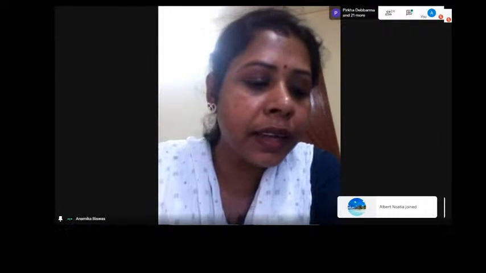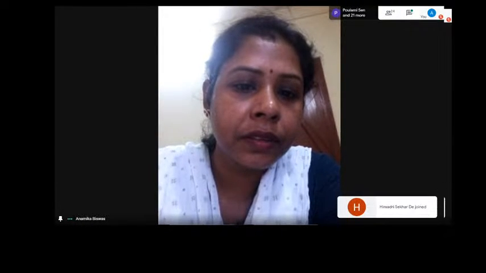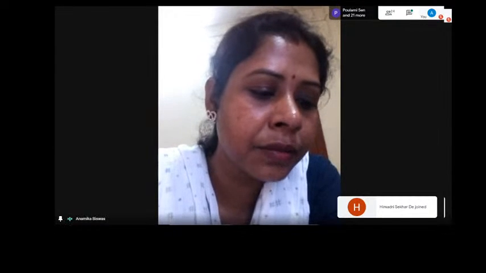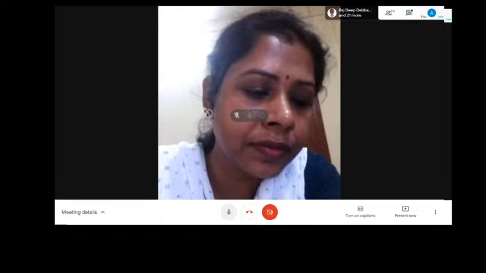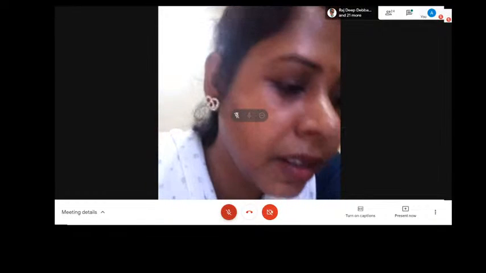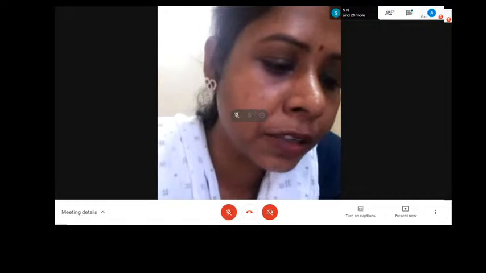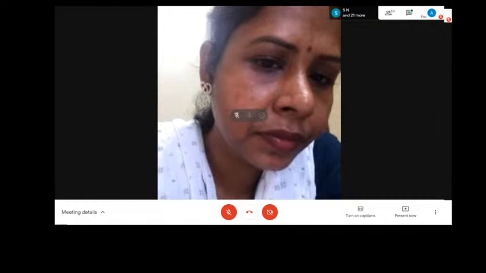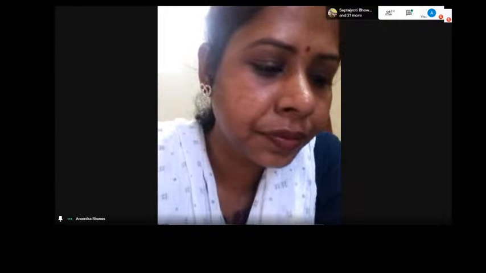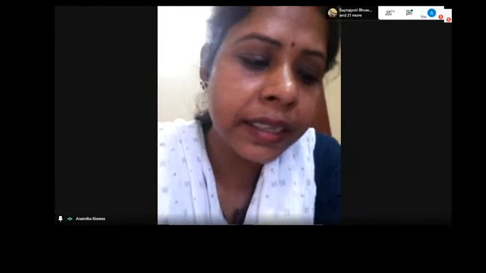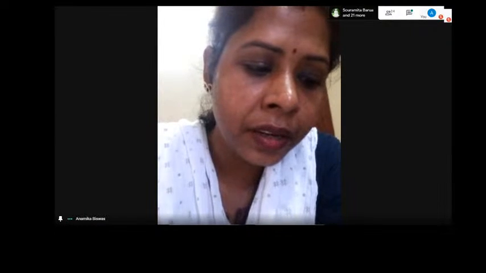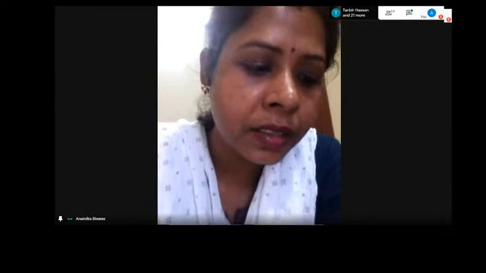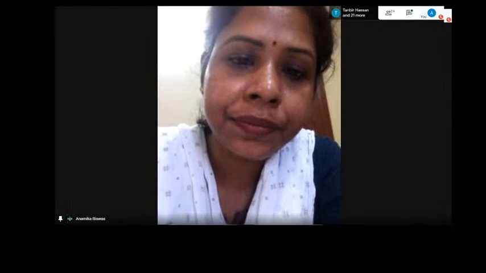And another character, another difference between chordates and non-chordates? Gill slits. Yes. Ma'am, gill slits are absent. Okay, gill slits are absent in case of non-chordates. But in case of chordates, pharynx is perforated by gill slits.